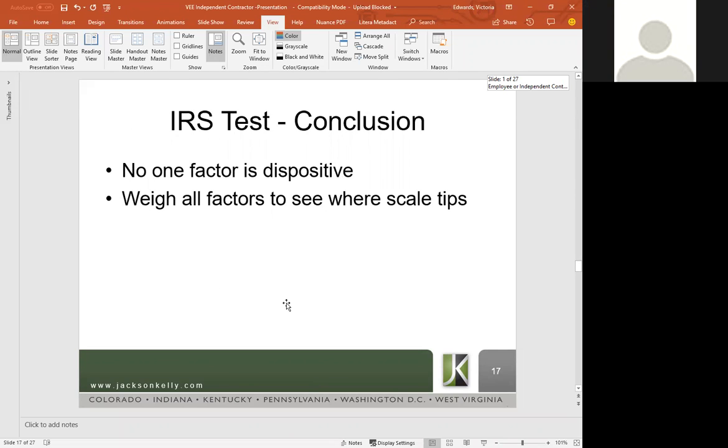So in conclusion, these are all factors that are considered. No one factor is dispositive, and depending on the fact pattern and maybe even the industry, as you've suggested, Denise, that's going to determine where the scale tips.